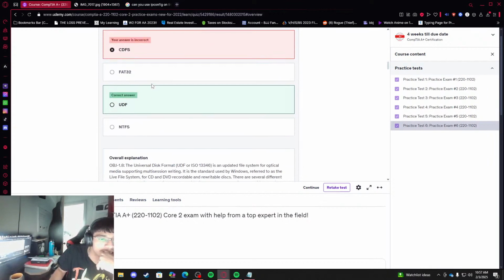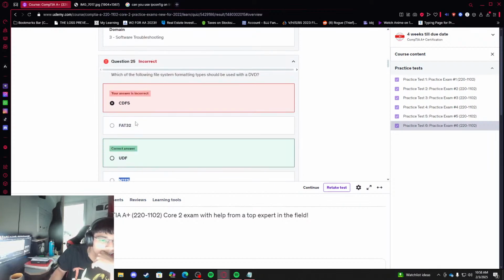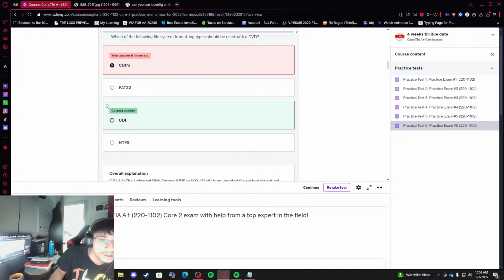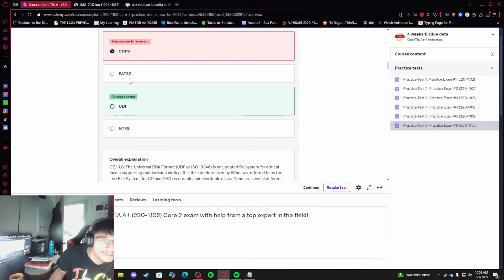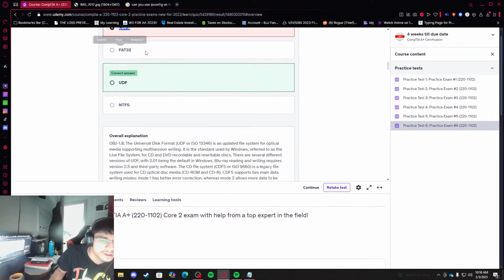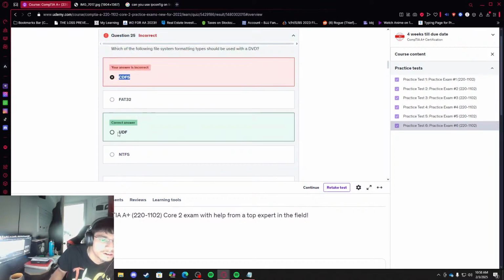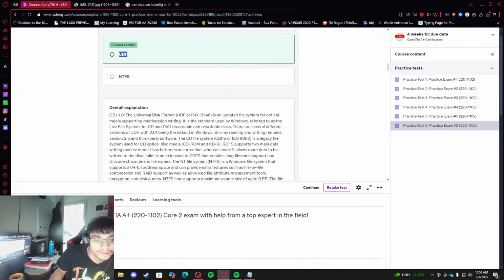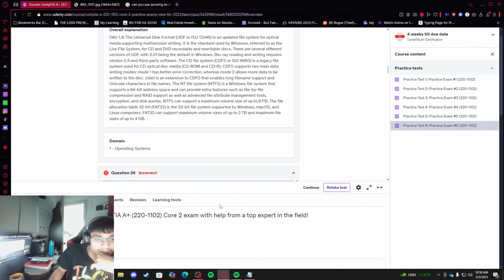These with DVDs, I think these are just too... Nah, they don't even read discs. This is a legacy file system. This is the updated one. I'm pretty sure this one has 2 types. Mode 1 is for error correction, and Mode 2 you could write more on the disk. 2.01 is the standard for Windows, and if you want to use Blu-ray with this, you need 2.5 with third-party software. Okay.